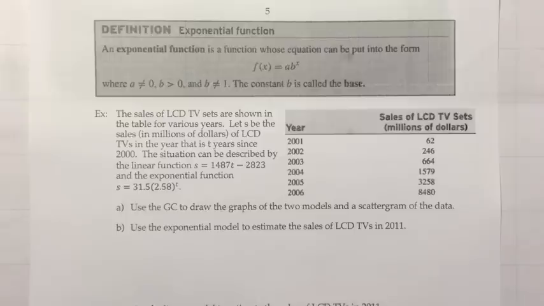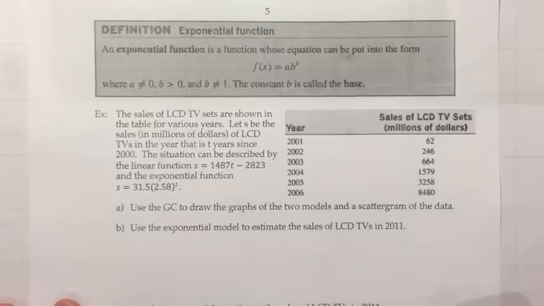Let's look at an example so we can see a specific example of that, and also to see why we care about these exponential functions. So the sales of LCD TV sets are shown in the table for various years. Let's let S be the sales in millions of dollars of LCD TVs in the year that is T years since 2000. The situation can be described by the linear function S equals 1487 times T minus 2823. It could also be described with the exponential function S equals 31.5 times 2.58 raised to the T. So use the graphing calculator to draw the graphs of the two models and a scattergram.